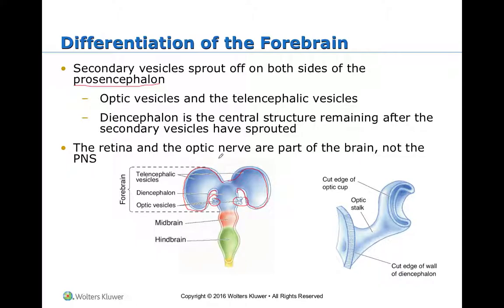So the diencephalon is the central structure remaining after the secondary vesicles have sprouted. So the retina and the optic nerve are actually part of the brain and not the peripheral nervous system. They arise from the brain. So the prosencephalon, or the forebrain, is made up of the telencephalon and the diencephalon. The diencephalon is going to be composed of the thalamus and the hypothalamus.